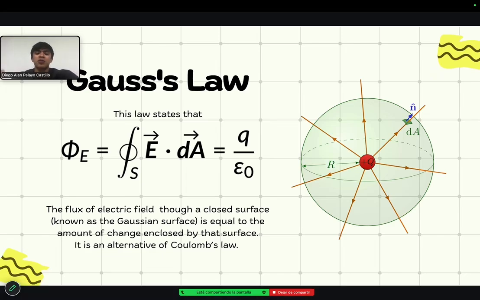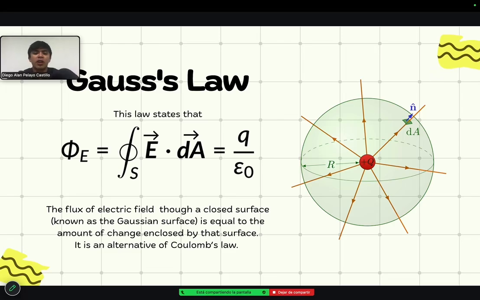And one of the most important concepts that I consider for this law is that the charge inside the surface matters. Even if there are charges outside of the surface, they do not affect the total flux. So what this basically means is that Gauss's law depends only on the enclosed charge and not on the shape of the surface or external charges.